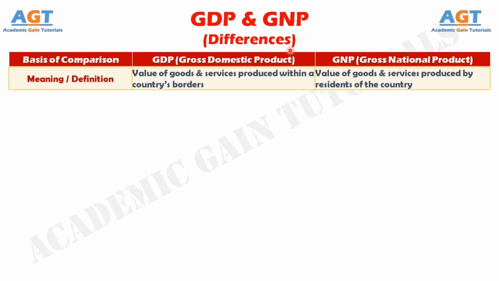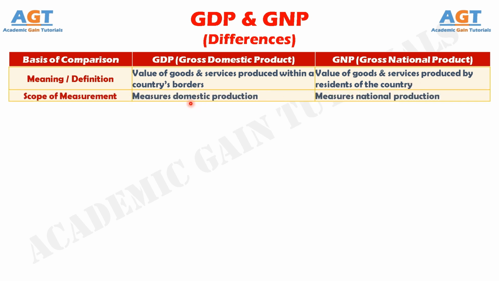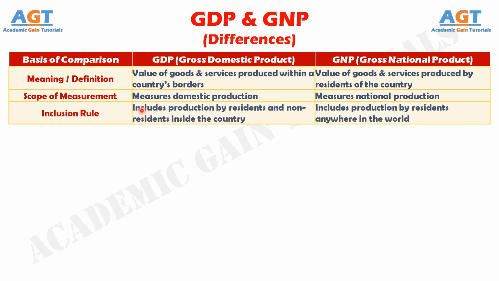Difference number 1. GDP measures goods and services produced within national borders, whereas GNP measures goods and services produced by the country's residents regardless of location. Number 2. GDP reflects domestic production, whereas GNP reflects national production. Number 3. GDP includes output from both residents and non-residents within the country, whereas GNP includes only the output of residents even if they produce abroad.